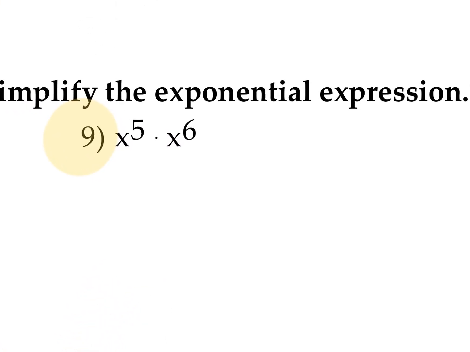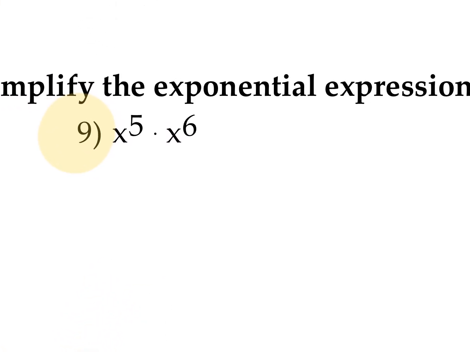So number 9, x to the power of 5 times x to the power of 6 would be what? X to the power of, we're multiplying, so what do I do to combine the exponents? Add them. So x to the power of 11. We multiply when you have a power raised to the power. If I had something like x to the power of 6 to the power of 5, this is when you would multiply. So just make sure you know the difference between when to add and when to multiply.